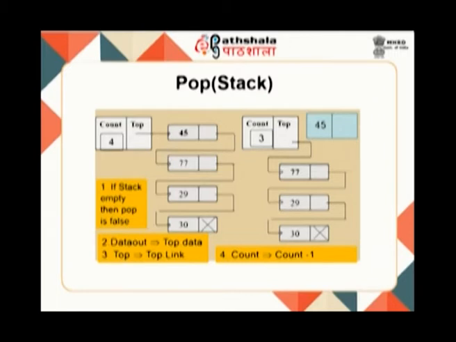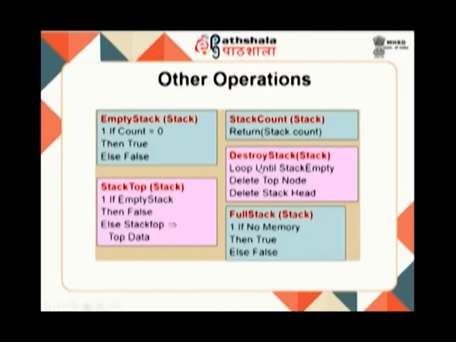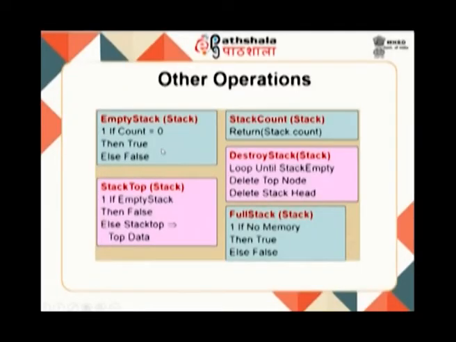Okay. Now, there are other operations that you can do with this linked list or any implementation. If count is equal to 0 in the linked list, then it gives true, else false. So, empty stack is very easy. Stack top, remember what is stack top? Stack top is accessing the top element of the stack. So, if empty stack, then obviously false, you can't access it, otherwise stack top is equal to top dot data.